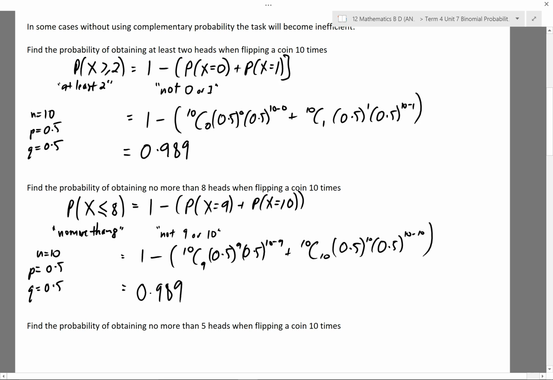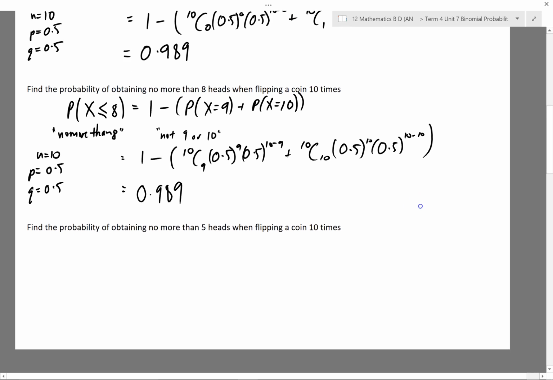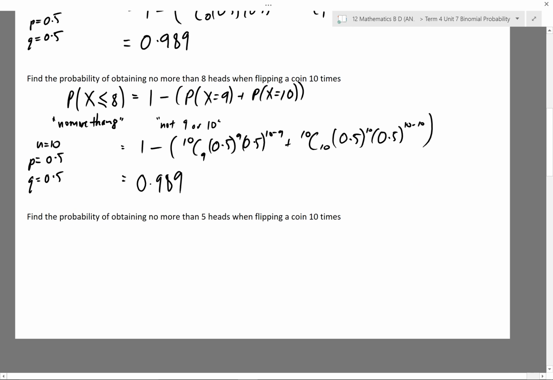And you should be able to think about why they're exactly the same. Okay, think about the symmetry of this distribution around 5 heads. Okay, and it should make sense. Alright, so what about this last one?